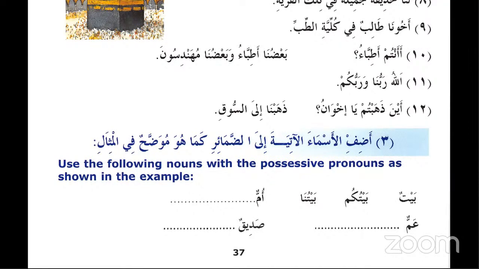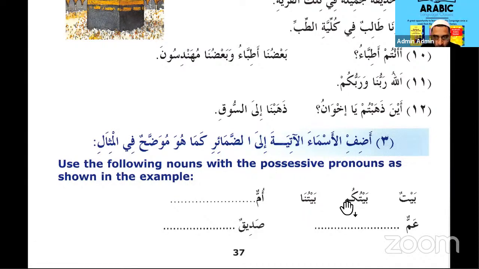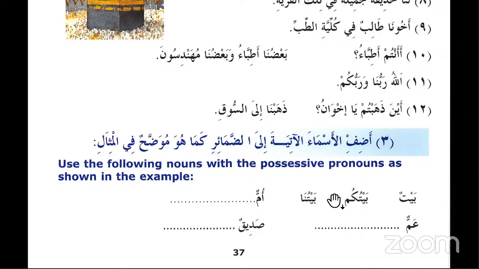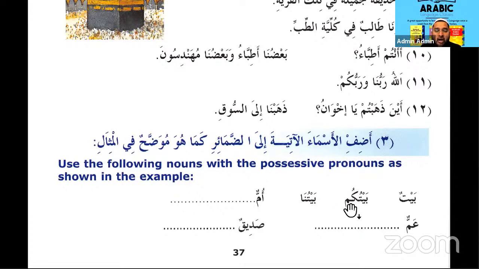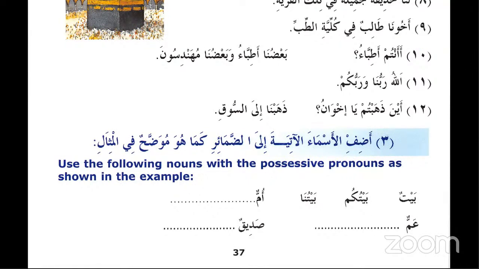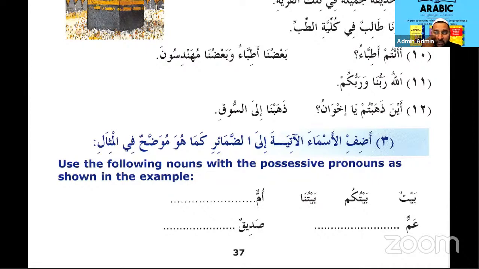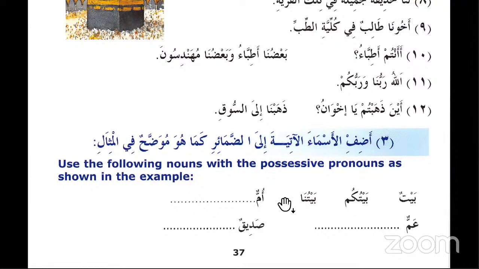Your mother is ummukum, correct? Our mother, ummuna, correct? And how would you say your mother for all females? Kum is for the masculine. How would you say it for the female? Ummukunna, excellent.